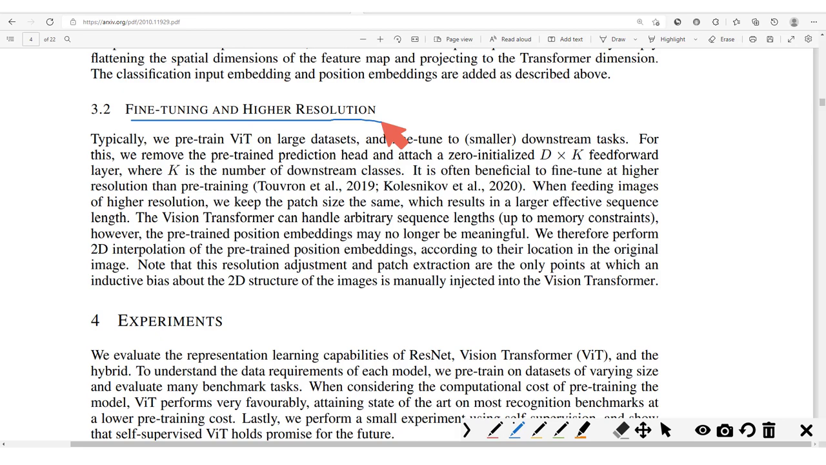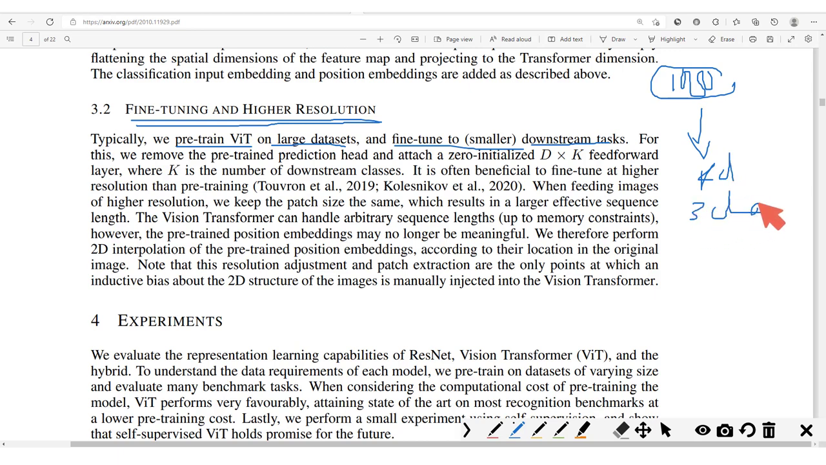Before we move on to the experiments, let's look at how the ViTs are being used in the real world. So actually, the ViTs are pre-trained on very large datasets and fine-tuned to smaller downstream tasks. Obviously, when fine-tuning, we remove this head and replace it with a head which now corresponds to our number of classes. So this means that initially we may have a 1,000 class head, and then we change this to K classes, or let's say a 3 class head.